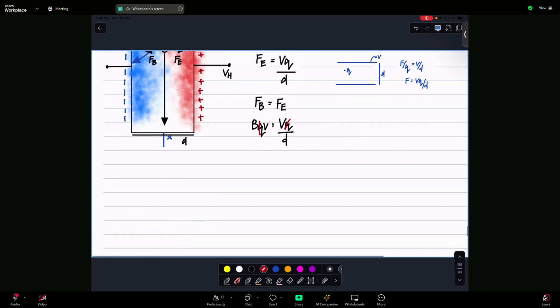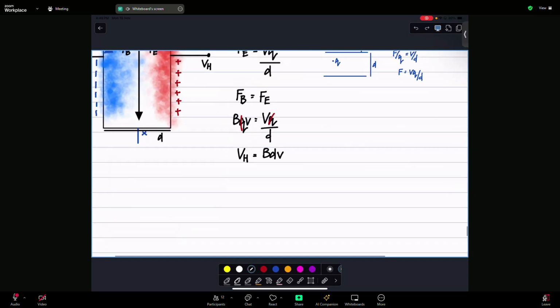Okay. So from here we get the Hall voltage is equal to BD by V, just that much. So the Hall voltage V is equal to B into D into V. Now we'll take one step further.